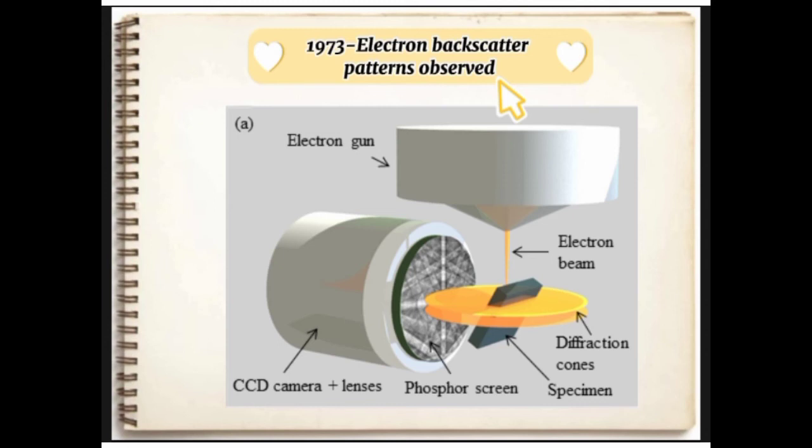1973, electron backscatter patterns observed. John Venables and C.J. Harland observed electron backscatter patterns in the scanning electron microscope. EBSP provides quantitative microstructural information about the crystallographic nature of metals, minerals, semiconductors, and ceramics.